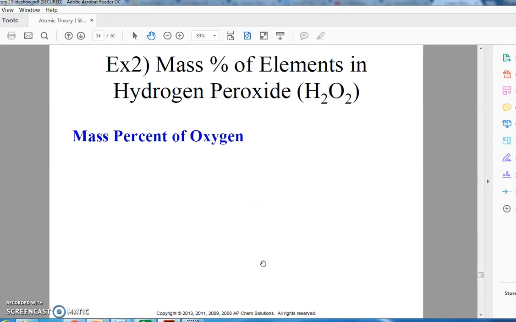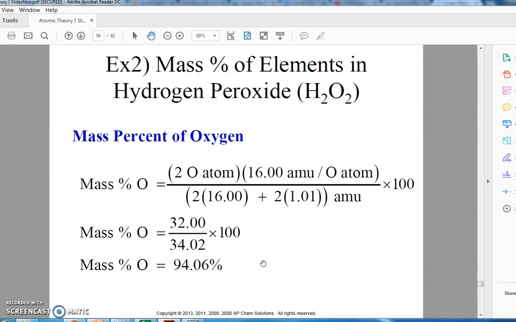Next up, we want to find the mass percent of oxygen in that compound. So again, if you'll pause, I want you to make sure you can calculate this on your own. Alright, and there's the work and the answer for the oxygen. Again, you could add the hydrogen percent and the oxygen percent together to check your work.